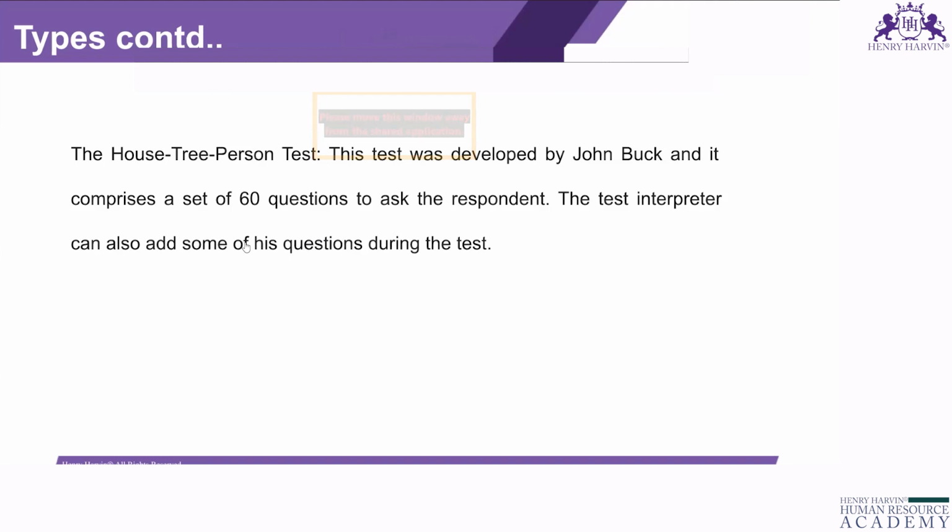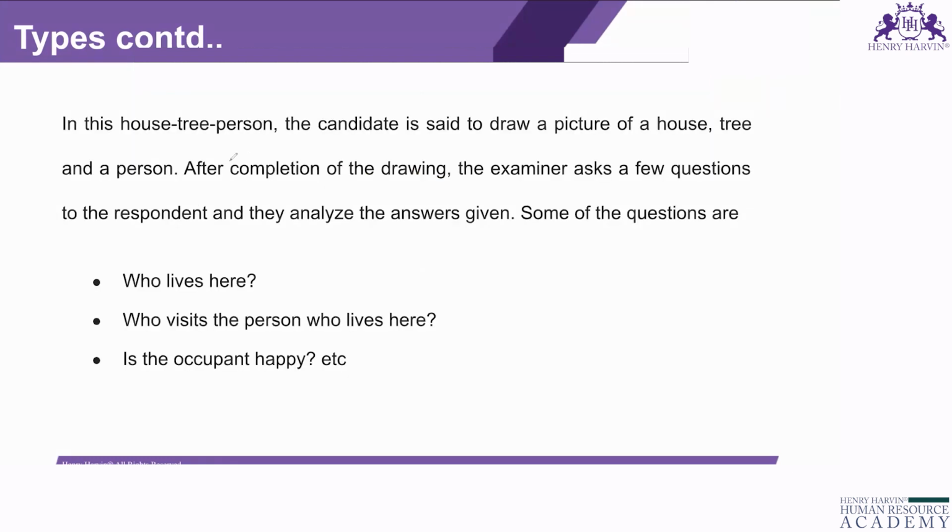Okay, so yesterday with this one, the draw-a-person, now it was the House Tree Person test, right? So we discussed that it was developed by John Buck and comprises 60 questions to ask the respondent. The test interpreter can also add some of his own questions during the test. In this HTP, the candidate is asked to draw a picture of a house, tree, and a person. After completion of the drawing, the examiner asks a few questions to the respondent and then analyzes the answers. Right? So, a few questions which we have already done.